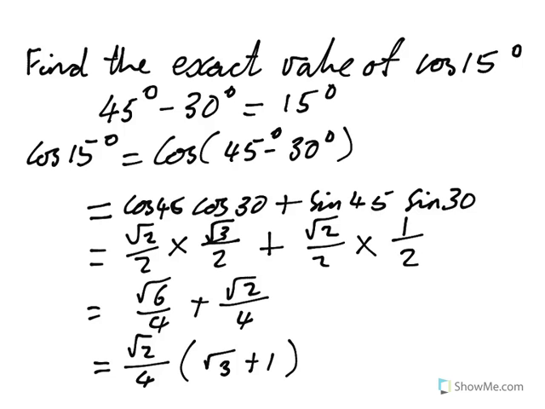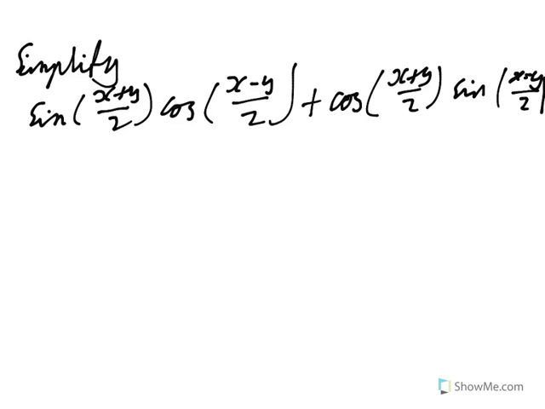We can use it to simplify something as well. Alright, here's our example. Sorry, it's got a bit squished at the end there. Sine of x plus y on 2 times cos of x minus y on 2 plus cos x plus y on 2 times sine x minus y on 2. So what have we got here? We've got sine cos plus cos sine.